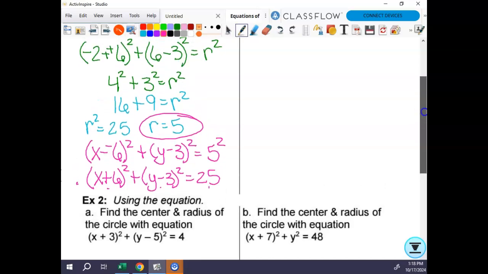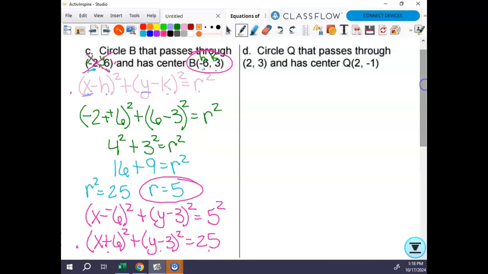Okay, so let's do another one. They are giving me, again, a point on the graph and the center. So the center is (h, k). The point on the graph is (x, y). Labeling them so I put them in the right spots. Okay. I'm going to write down this even though I know it's right there. I've got (x - h) squared plus (y - k) squared equals r squared.